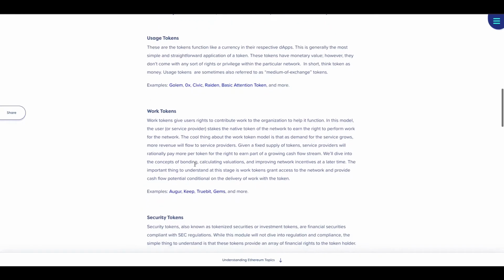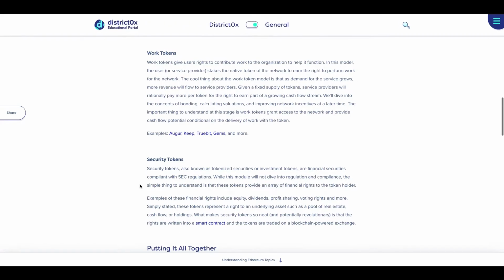There are examples such as Augur, Keep, and Gems. And the last type of token is security tokens. These are also called investment tokens, and they are compliant with SEC regulation.